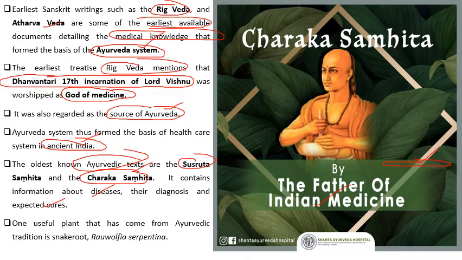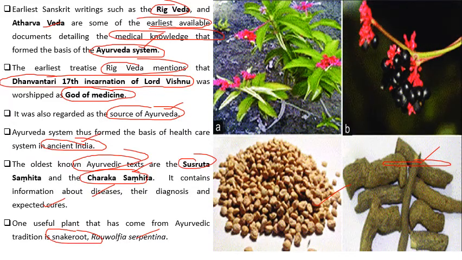One useful plant that has come from Ayurvedic tradition is snake root, named as Rauwolfia serpentina. Commonly we call it as Sarvgandha, which plays an important role to cure the nervous disorders. So the part used is roots. Roots are used to prepare this medicine, which helps in treating the disease like schizophrenia.